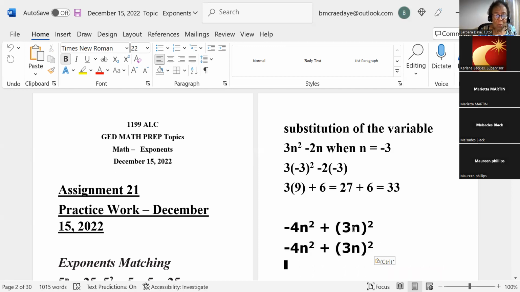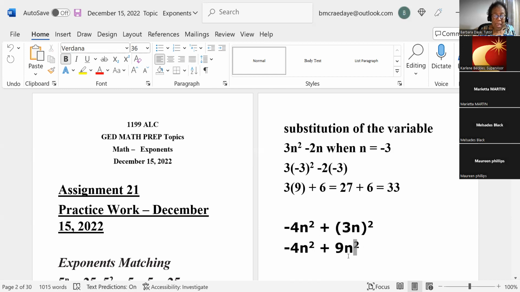Remember, when you are raising the 3n to the second power, you've got to do the second power of the 3 and the second power of the n. So what would this be? 3 times 3 is what? 3 times 3 is 9. So this becomes 9. And n to the second is just n to the second.